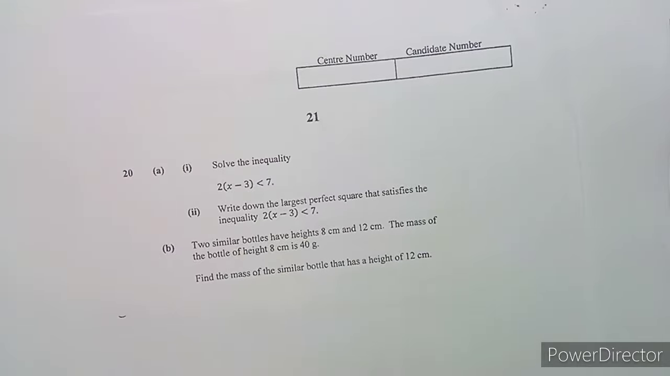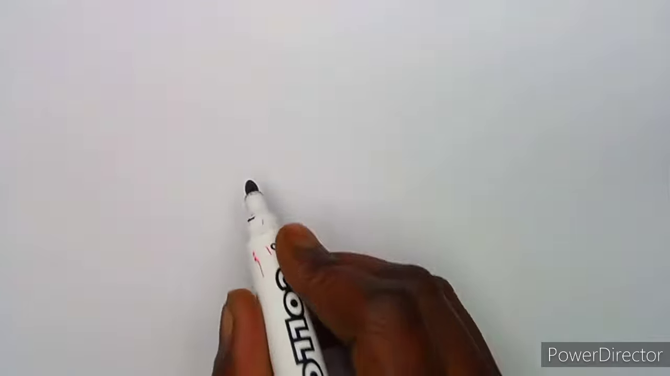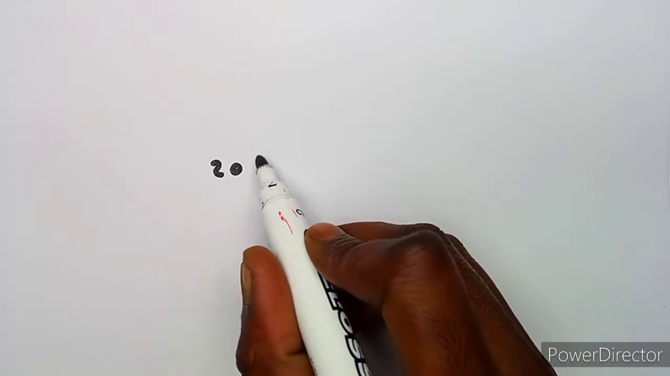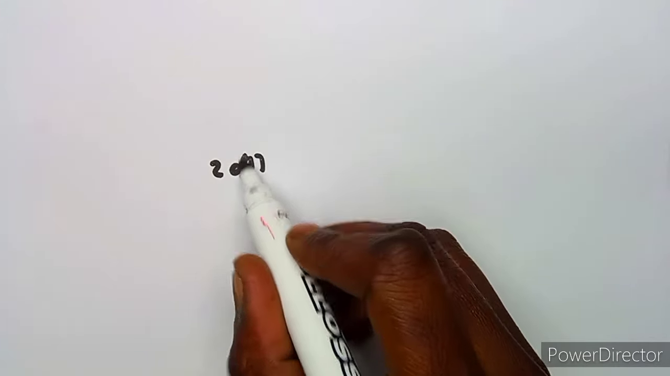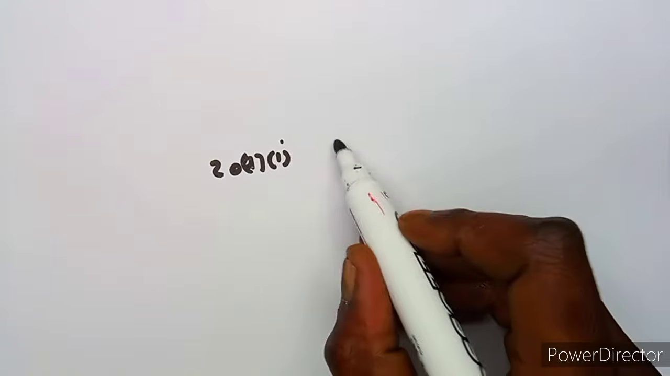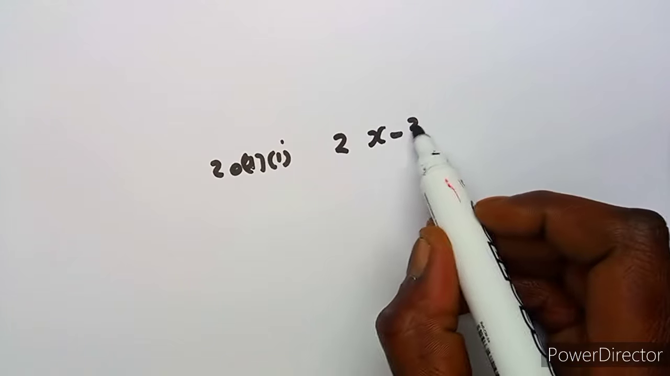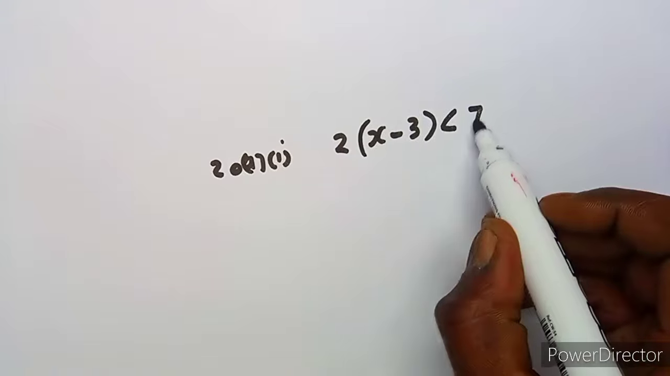All right, on the other part, we are given an inequality to solve, which is number 20, A item 1. So this is A item 1. You're given 2 into x minus 3 is less than 7.